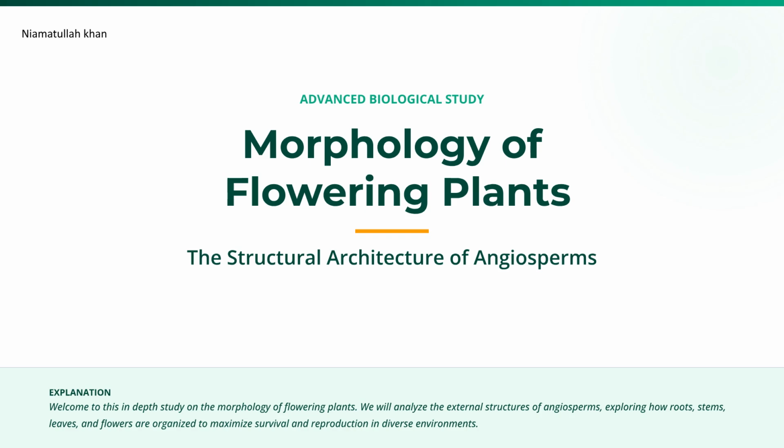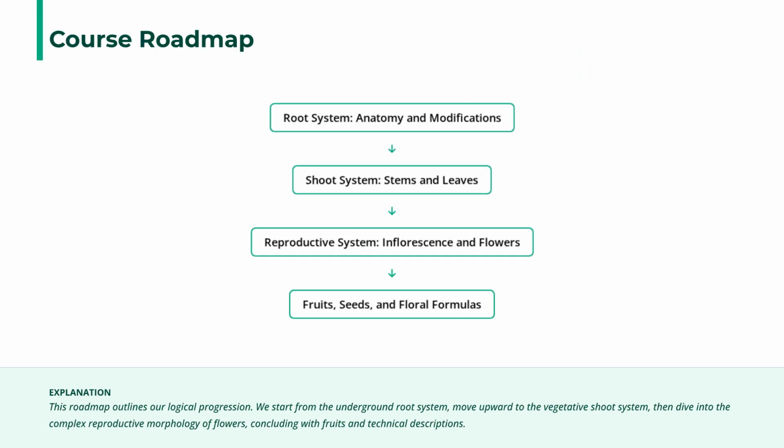Welcome to this in-depth study on the morphology of flowering plants. We will explore the external structures of angiosperms, roots, stems, leaves, and flowers, and how they maximize survival and reproduction. Our roadmap starts with the underground root system, moves upward to the vegetative shoot system of stems and leaves, then dives into the reproductive morphology of flowers, concluding with fruits and technical descriptions.